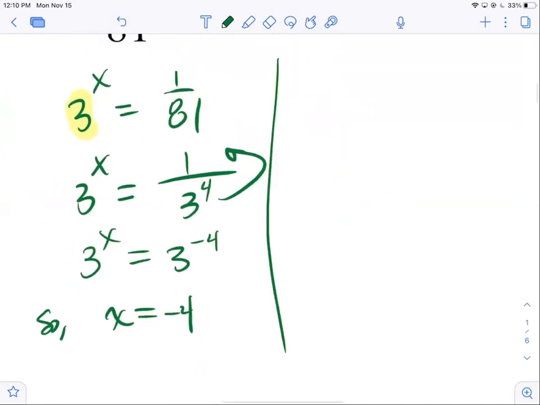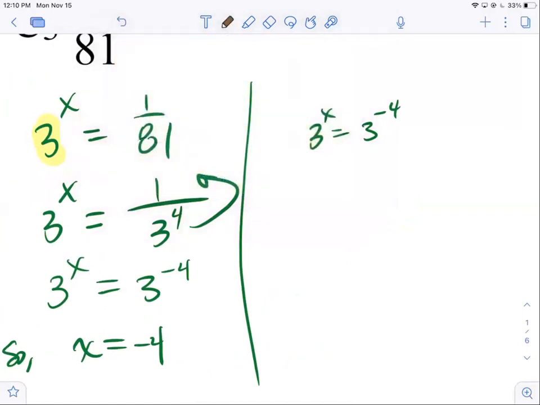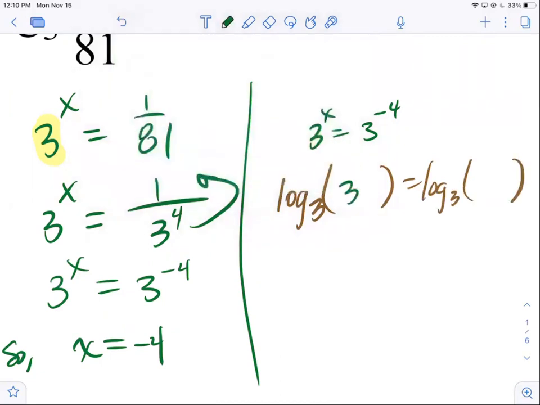Okay. That's one way to do it. Let me show you another way. Let's say I have 3 to the x equals 3 to the -4th. If you don't want to use the theorem, which is get the bases the same, you can do it algebraically. I have x trapped in the exponent base 3. How do you unexponentiate base 3? Log both sides base 3. And remember, the log is an operation, so it has to go in the front.